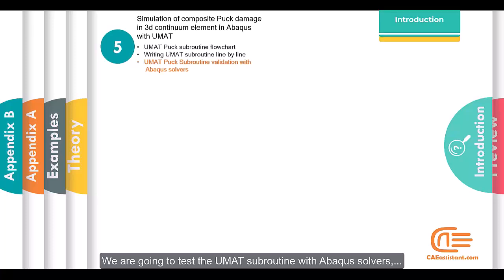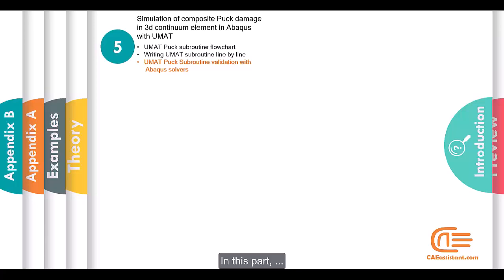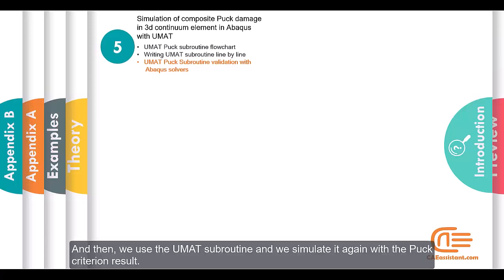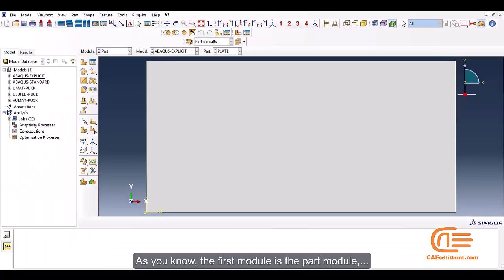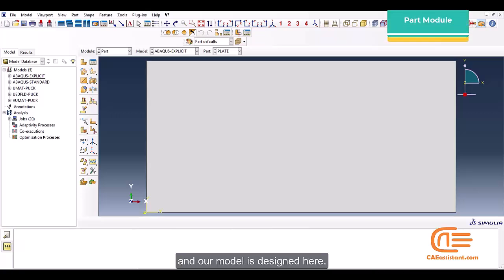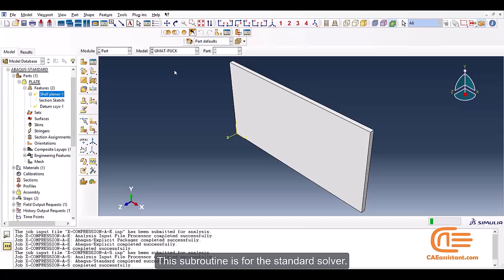We are going to test the UMAT subroutine with Abaqus solvers. In this part, we use the UMAT subroutine and we simulate it again with the Puck criterion result. So open Abaqus CAE. As you know, the first module is the part module, and our model is designed here. This subroutine is for the standard solver. Also, these models are more for identifying the damage initiation. And whenever damage occurs, the properties suddenly reduce and the material fails quickly.